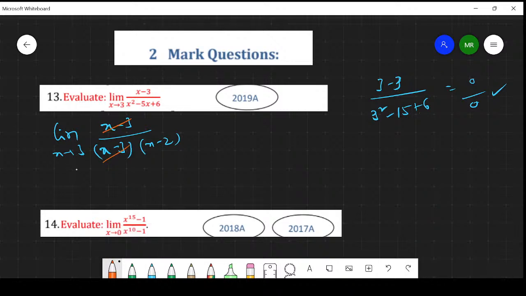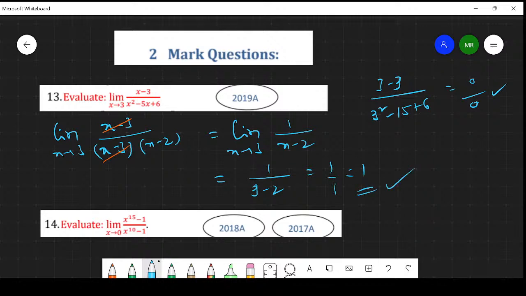Whenever x approaches 3, when you got 0 by 0, definitely x minus 3 is one of the common factors. Now I can substitute the limit. I can write the remaining: limit x tends to 3, 1 by x minus 2. Substitute the limit, 1 by 3 minus 2. The answer is 1 by 1.